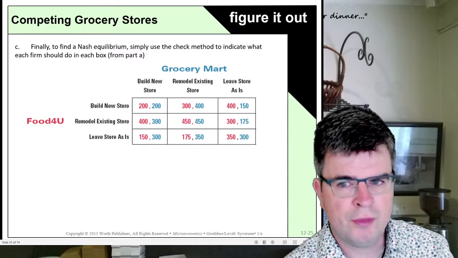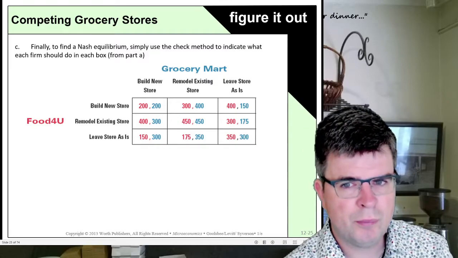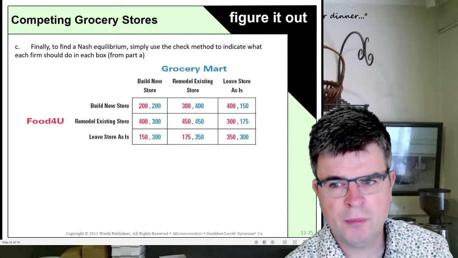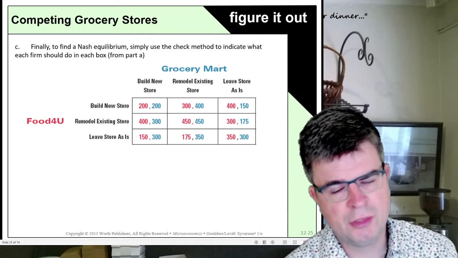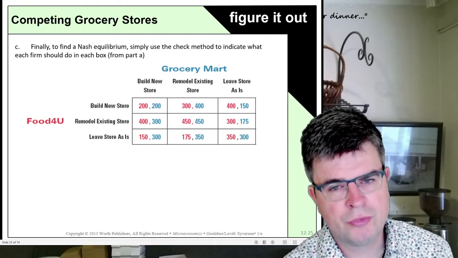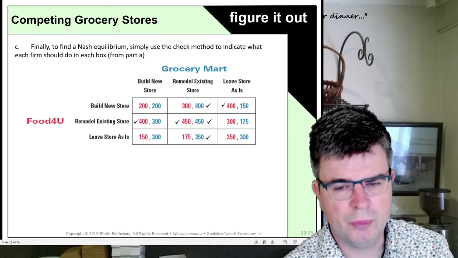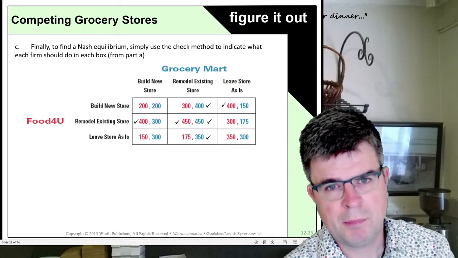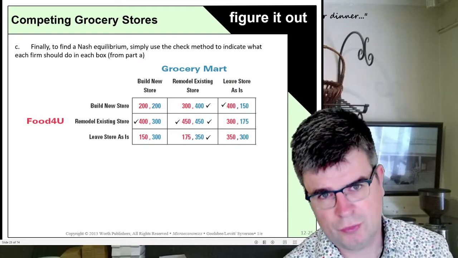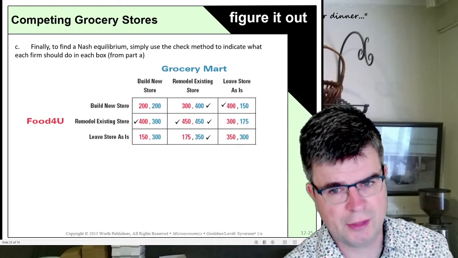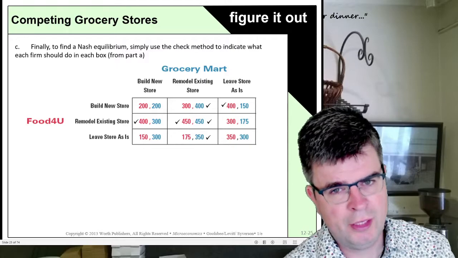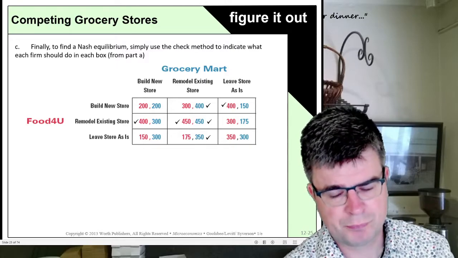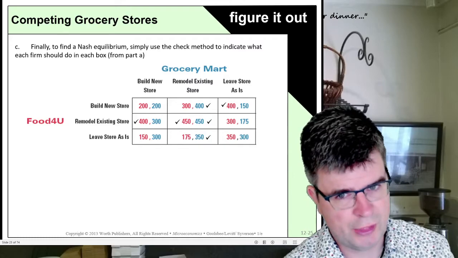Finally, we have to find the Nash equilibrium. And to do that, we use the check method to indicate what each firm should do in each box. And we already did that in question A, where we drew lines under each optimal payoff. And we are going to incorporate them in the payoff matrix here. And instead of the lines, we now have checks. And the Nash equilibrium is the outcome or the outcomes that contain two checks.